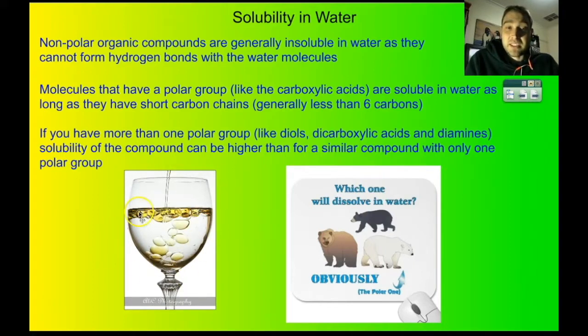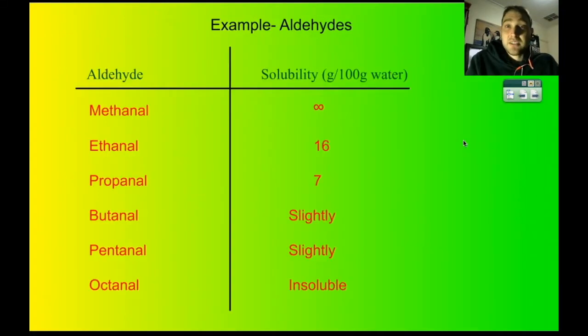But if we have a look down here, our classic example is oil and water, and they just don't mix. And the reason for that, we'll have a look in a minute and we'll see why. So to be soluble in water, you need to be reasonably small, and you also need to make some kind of secondary interaction with water. So let's have a look at an example in terms of solubility for a homologous series. In this case, it's aldehydes. Let's have a look at how soluble they are in water and what happens when we add carbons.